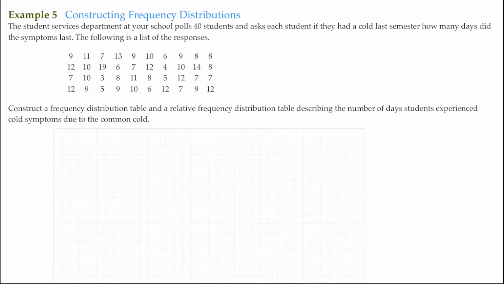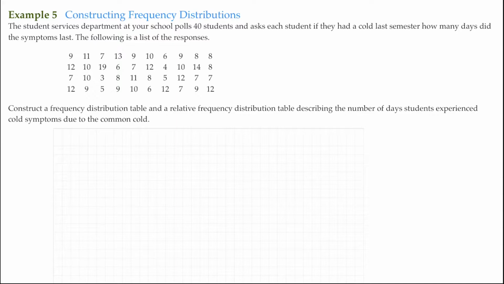Here we're going to continue constructing frequency distributions. This is very similar to the previous example. It states that the Student Services Department at your school polls 40 students and asks each student if they had a cold last semester, how many days did the symptoms last? And the following list is a list of the responses, and it already tells us that there were 40 students, so there are 40 different responses here.